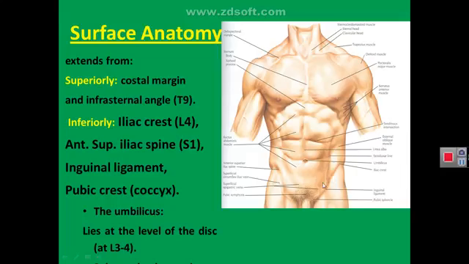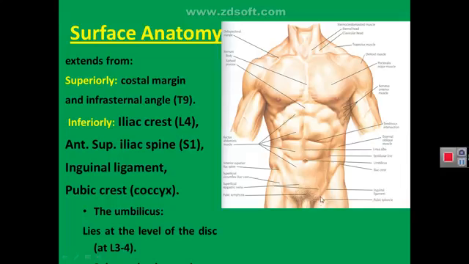While inferiorly, the surface anatomy for the boundary of the anterior abdominal wall is found by the following. Number one, the iliac crest. The highest point of the iliac crest lies at the level of the L4 vertebra, and then the other point in the inferior boundary is the anterior superior iliac spine, which is the anterior end of the iliac crest. It lies at the level of S1, sacral 1 vertebra.